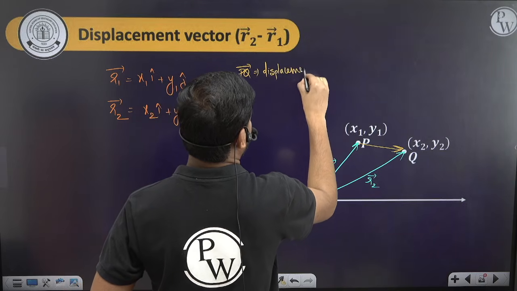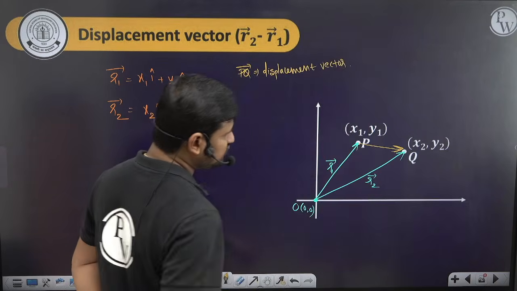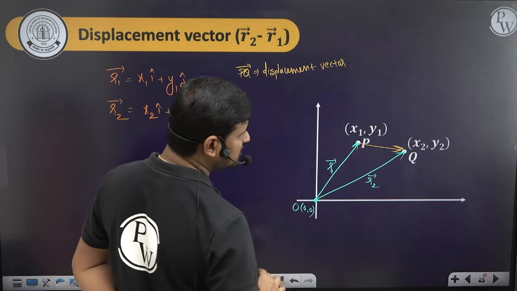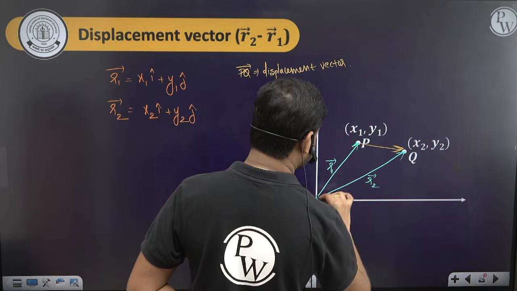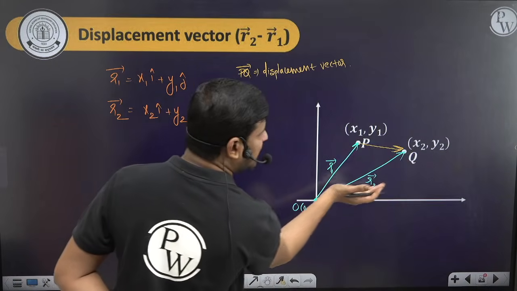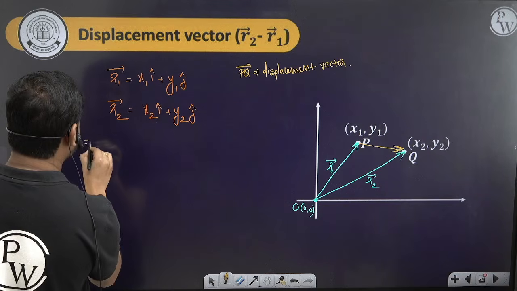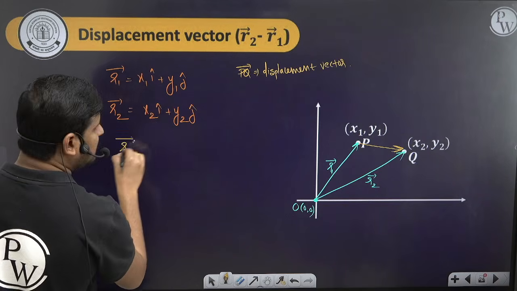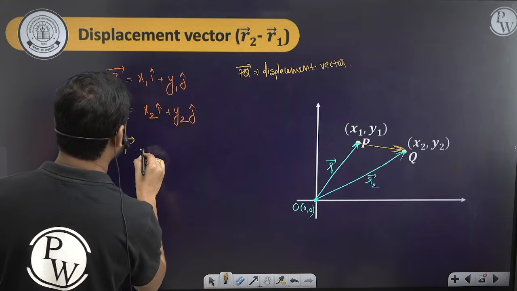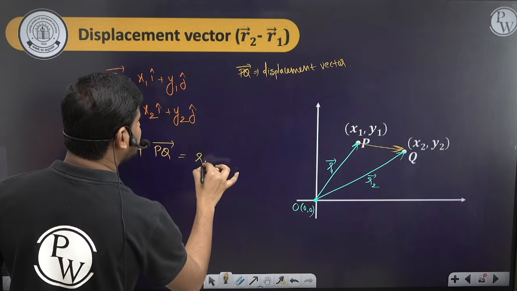Displacement vector. Okay, so let's do it by the method. We know that it's forming the triangle. You observe here, this vector R1 and PQ are in the same direction, and R2 is in the opposite direction. From the triangle law, we can write R1 vector plus PQ vector is equal to R2 vector.